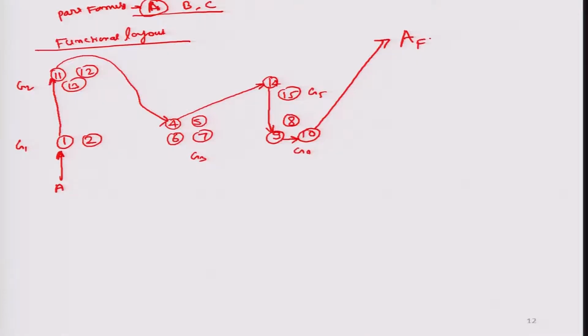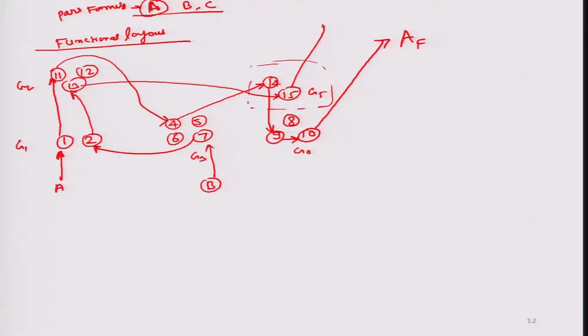Similarly, for part family B, it will enter on machine 7 in group 2, then it will move through group 1 to machine 2, then it will move to machine 13. Then it will move to group 4, group 5, sorry, and it will come out as a final product.